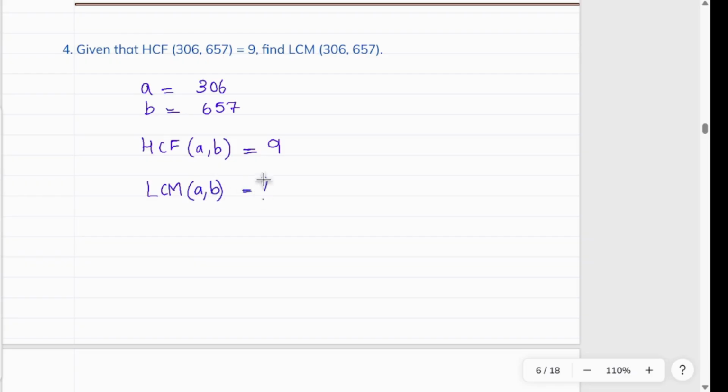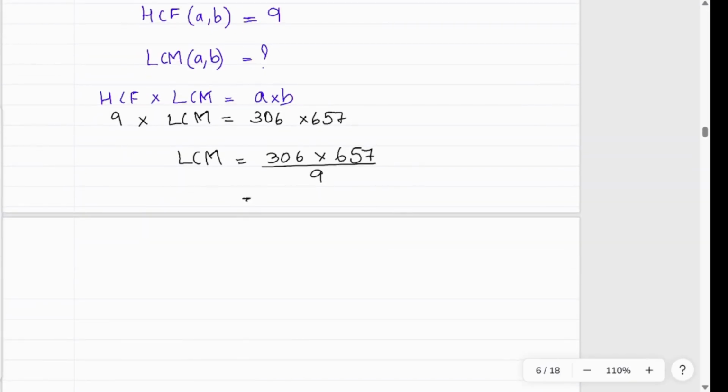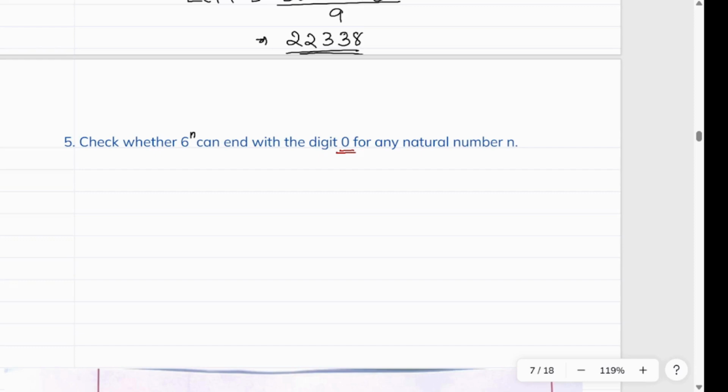So here what we can do is use our equation HCF into LCM equal to A into B. So what is the HCF given? 9 into LCM is equal to 306 into 657. So how to find the LCM? LCM equals 306 into 657 divided by 9. So how much will we get? 22,338.